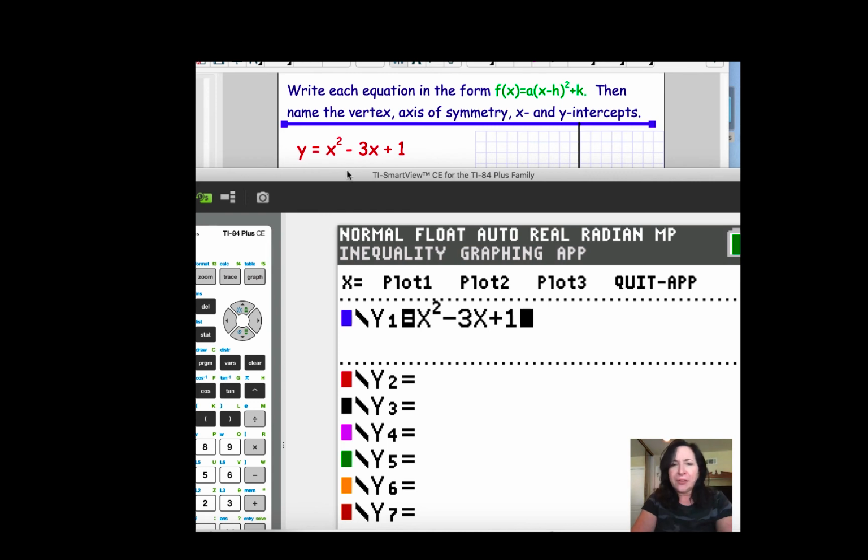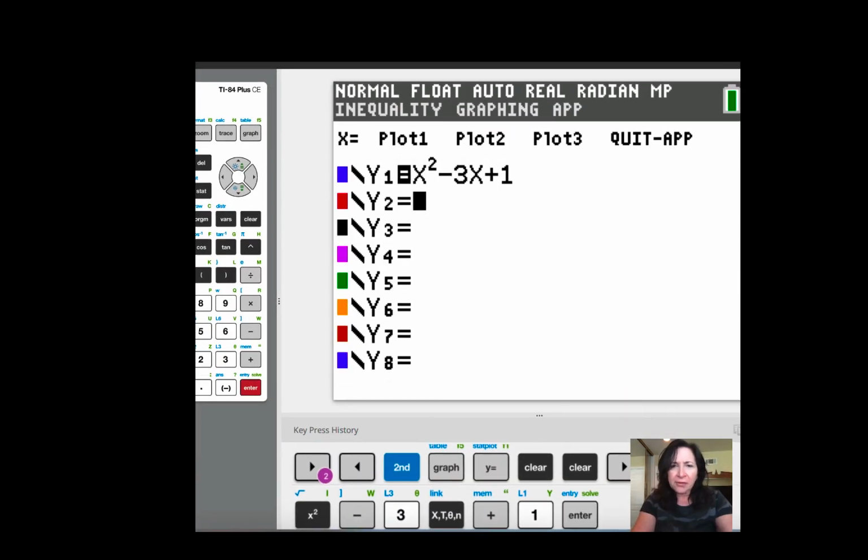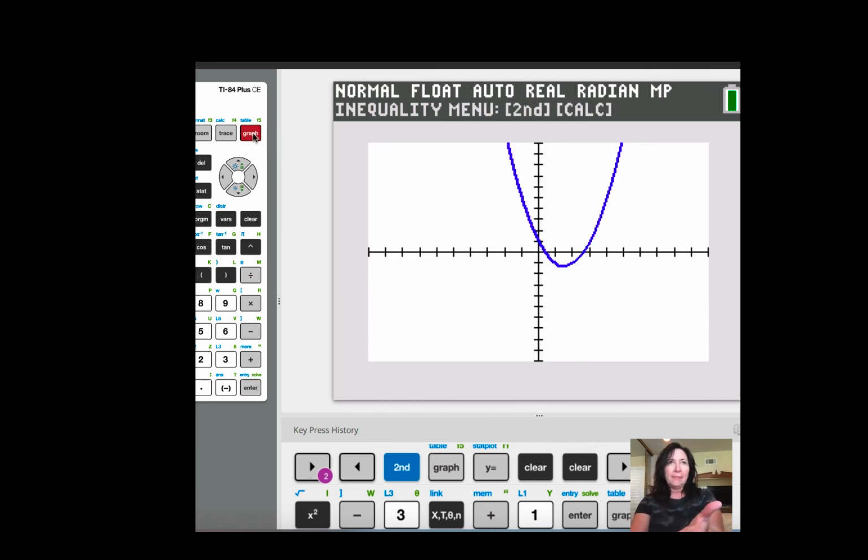And to graph, you don't press enter, because if I press enter, I'll just show you what happens. I go down to the next level, because I can put 2 graphs on one, which is very cool. So what I would do is hit the graph button, which is up at the top, and there's my parabola. And if I want the actual intersection point, I would do the same thing, and I would probably just use my trace button.